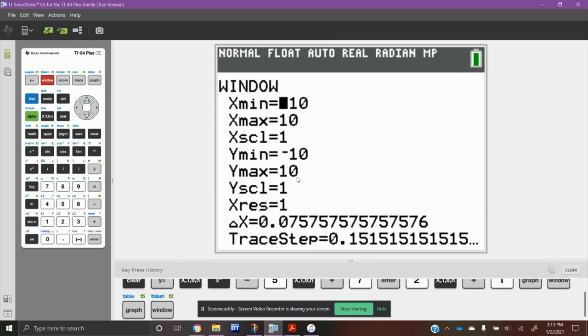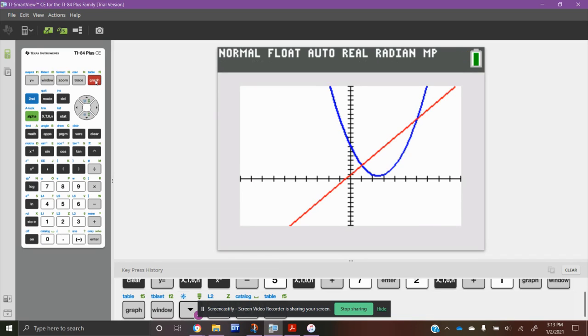So I would go to my Y max and change that to 20, and we'll see if that gives us enough. There we go. Now I can see both intersection points.